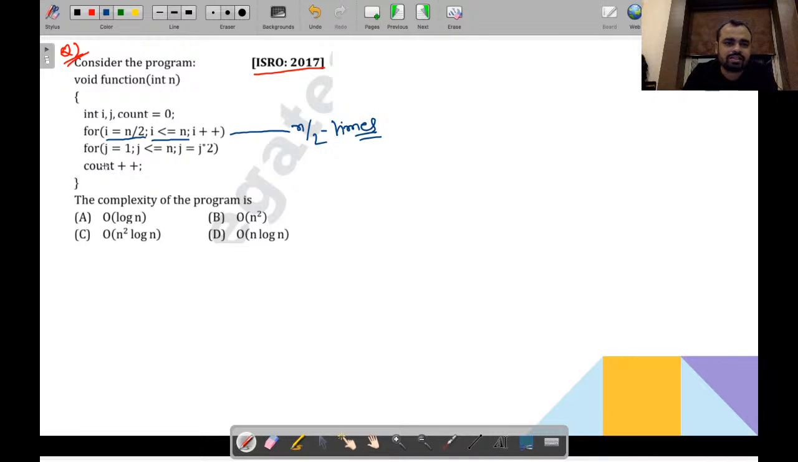Now let's think about this particular for loop. How many times is this particular for loop executed? My dear friends, here you can see j is equal to 1, j is less than or equal to n, and j is equal to j into 2. There are two different loops, one is the outer loop and the second one is the inner loop. We are starting from i is equal to n by 2, and the question is how many times the inner loop will be executed. So if we consider i is equal to n by 2, this inner loop will be executed log of n times.